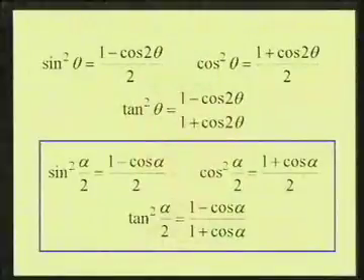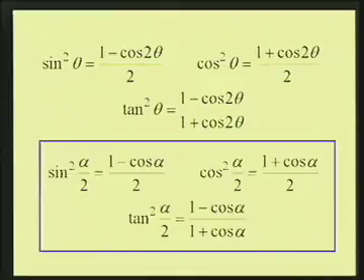We're now going to develop the formulas for the half angle formulas. These formulas are based off of the double angle formulas that we've already discussed. Let's see how we develop them. What I have listed here is the formulas that we developed for sine squared, cosine squared, and tangent squared of theta. Remember, sine squared of theta is 1 minus cosine of 2 theta over 2, etc.